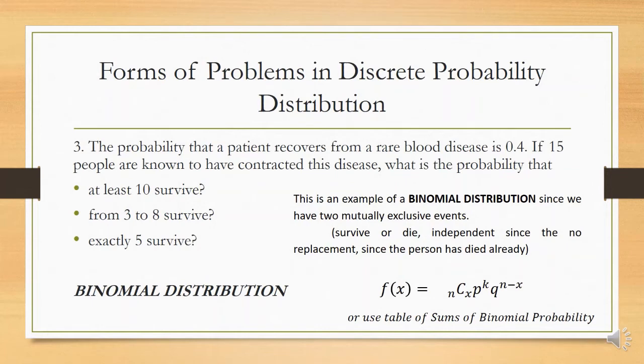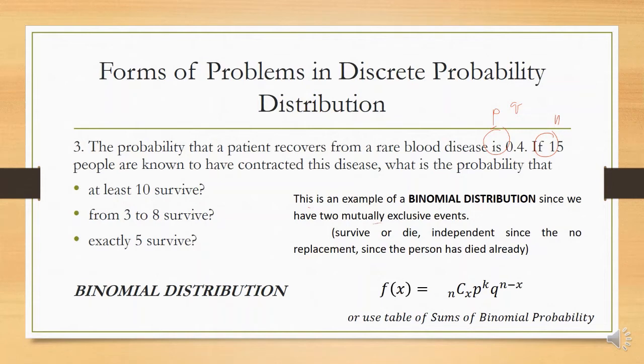The next one is the binomial distribution. Sabi natin, meron tayong P at saka meron tayong N. Yun lang ang importante na nakikita natin sa binomial, P and N. Kasi ang Q, alam mo based sa P. No? This is an example of a binomial distribution since we have two mutually exclusive events.